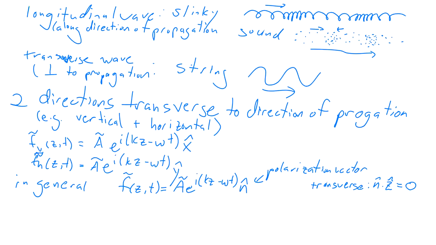So I can do a linear combination of these. And if I want to keep it so that this polarization vector is always a unit vector, I can write it this way. So here's my f of z, t equals a tilde. I can write it in terms of the x and y polarizations, for example. So to keep it as a unit vector, I'm using cosine and sine of theta.